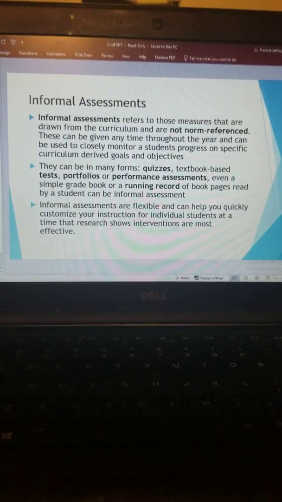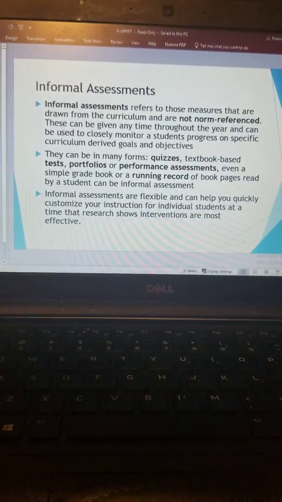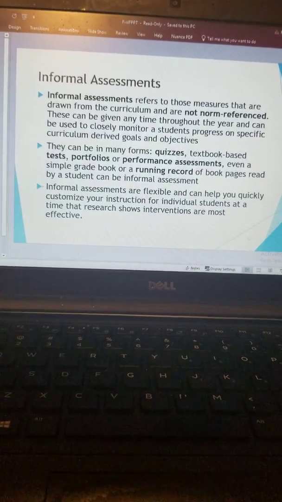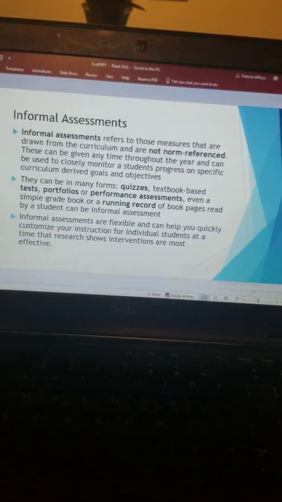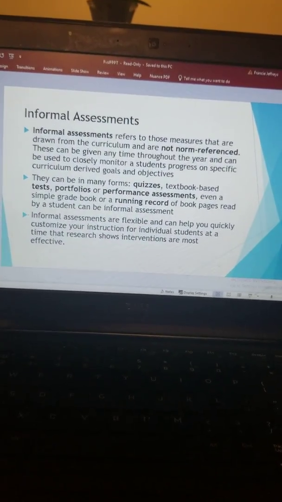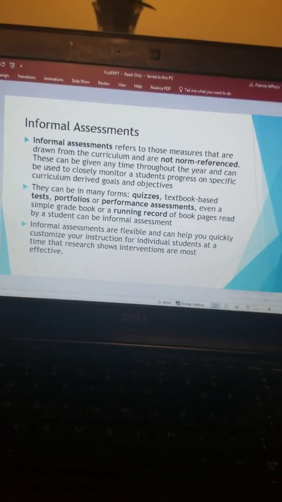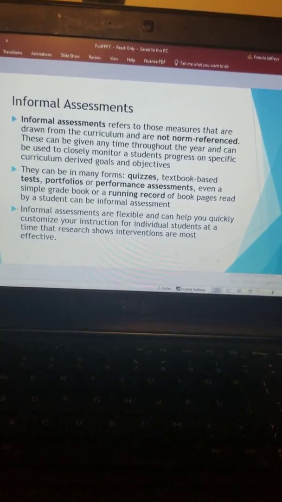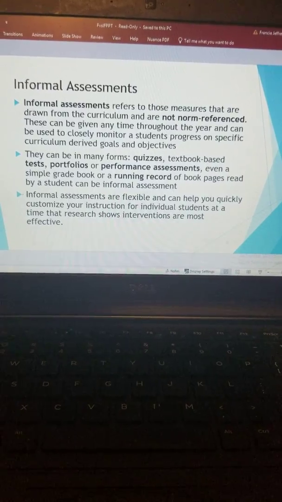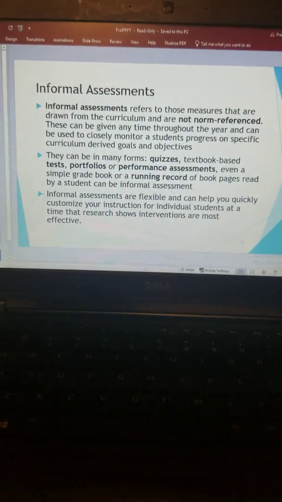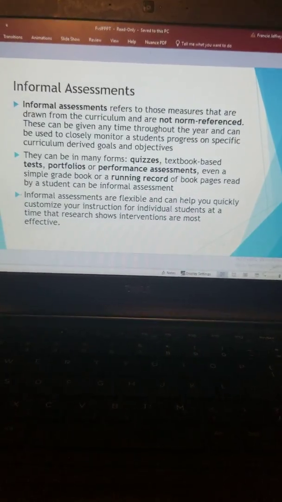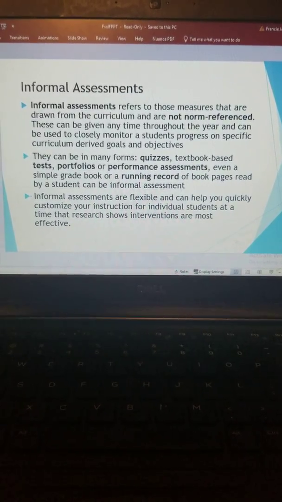Informal assessments. Informal assessments refer to those measures that are drawn from the curriculum and that are not norm-referenced. These can be given at any time throughout the year and can be used to closely monitor a student's progress in specific curriculum-derived goals and objectives.